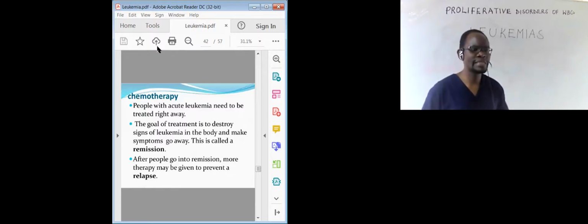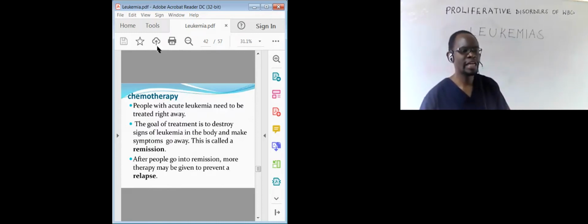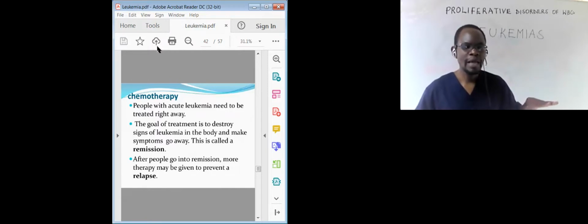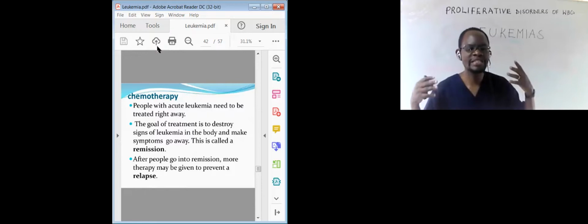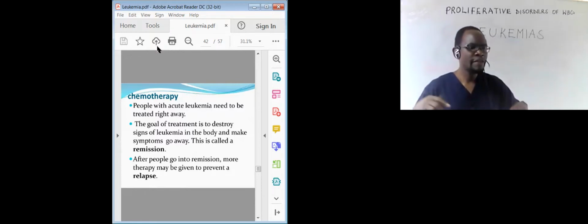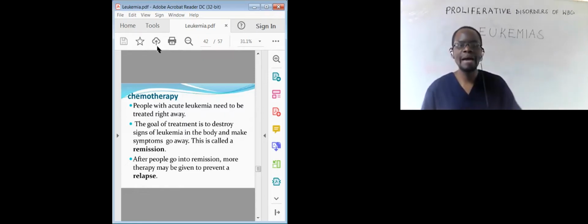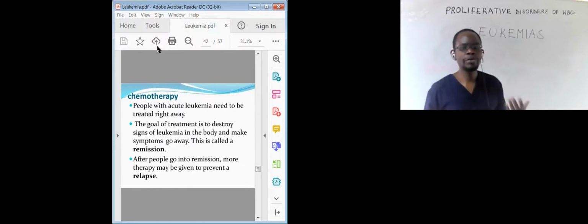Remission basically means that stage whereby the signs and symptoms have gone away. So the goal of treatment is to destroy the signs of leukemia in the body and make the symptoms go away, what we refer to as the state of remission. And then, after the patient is in remission, you want to prevent relapse. So basically, that is how chemotherapy is given.